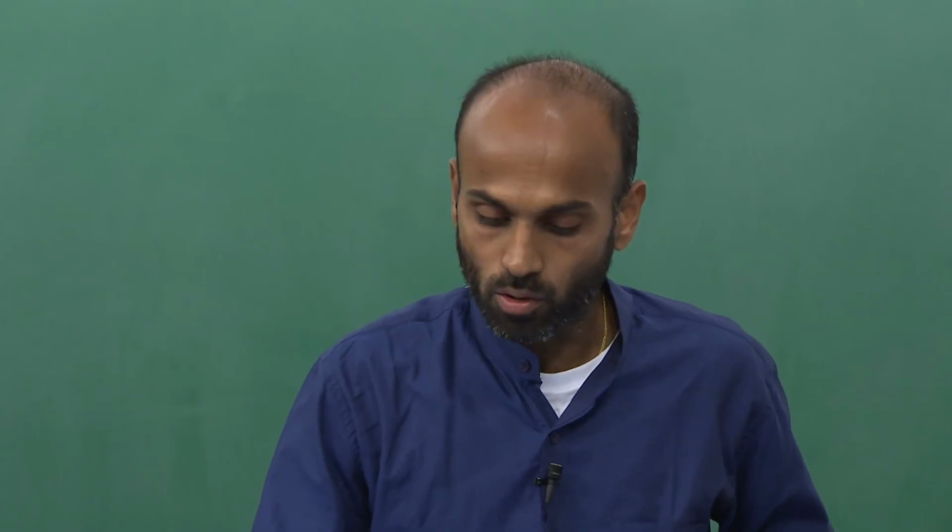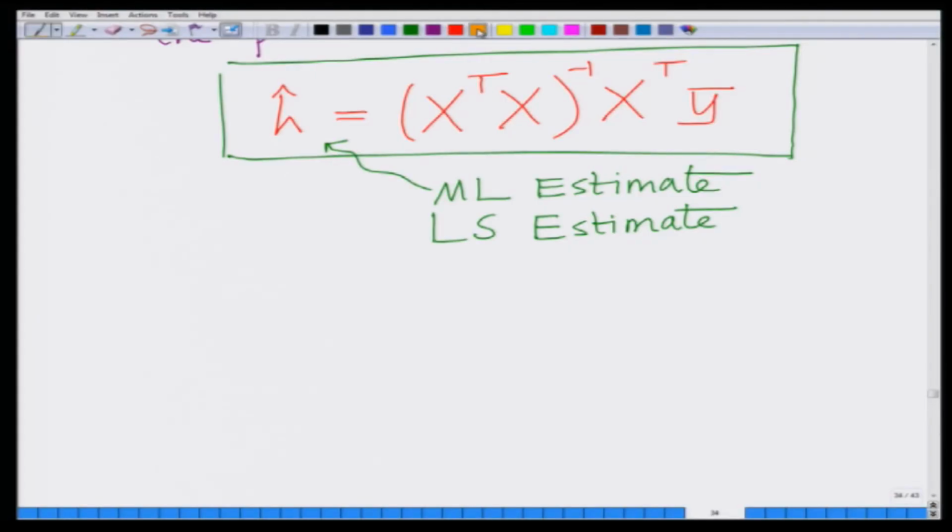Let us now look at another interesting property of this matrix over here. Now, if you look at this matrix, let us look at another interesting property of this matrix which is a function of X, that is X transpose X inverse X transpose. This matrix is termed as a pseudo inverse.